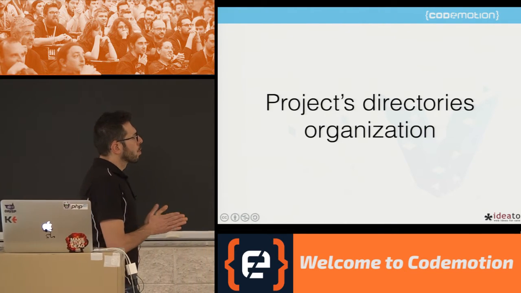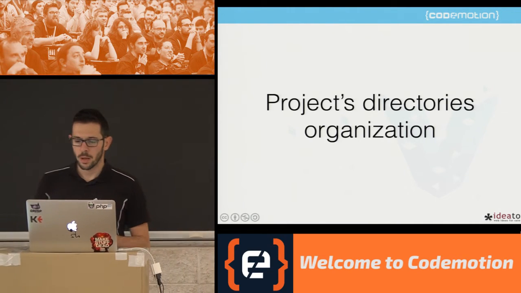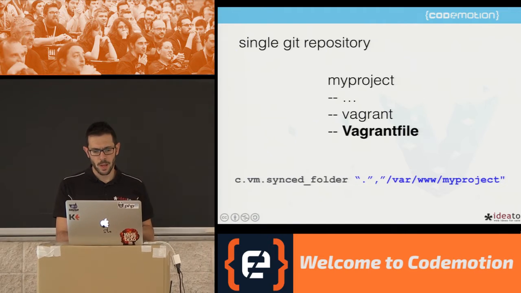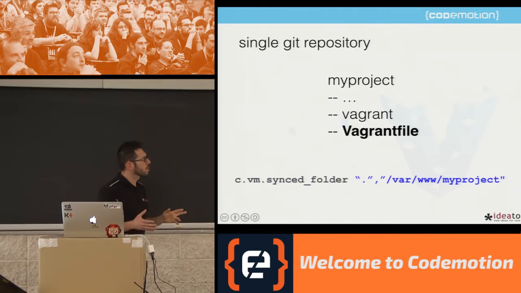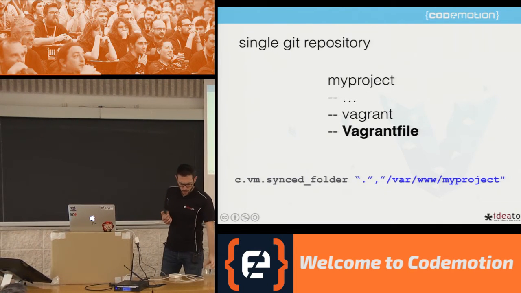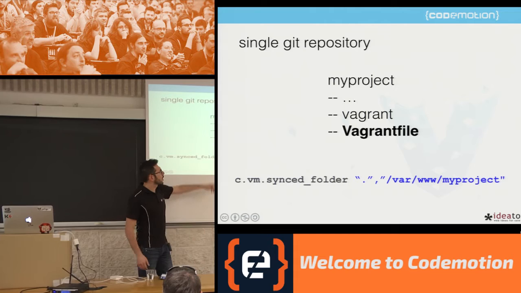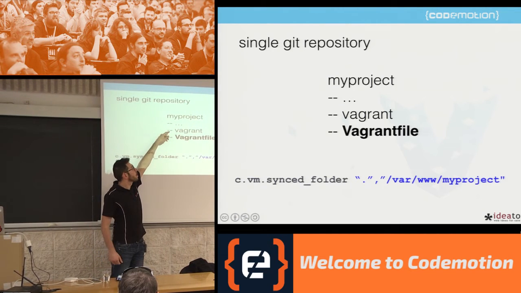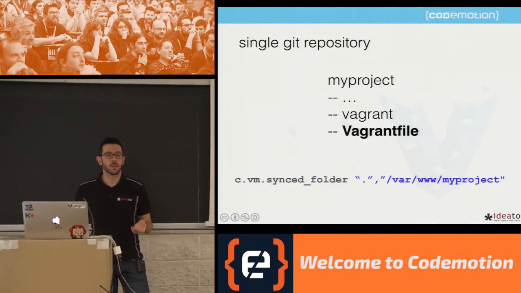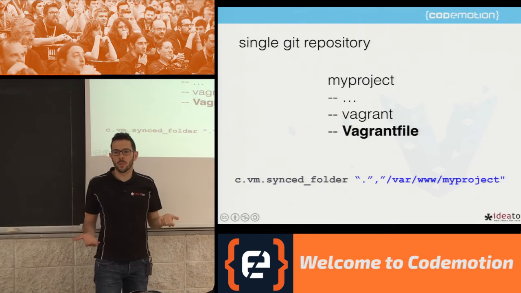Now I want to spend a few words on how to organize directories inside the virtual machine. Maybe it's obvious, but I thought it's worth spending some time talking about it. The most common case is you have only one project and you want to share it inside the virtual machine. A common setup is just to put the Vagrant file in the root directory of your project. Maybe you have a vagrant or provision directory, call it whatever you want, which contains the scripts used to provision the virtual machine. And then you have all the code of your project.